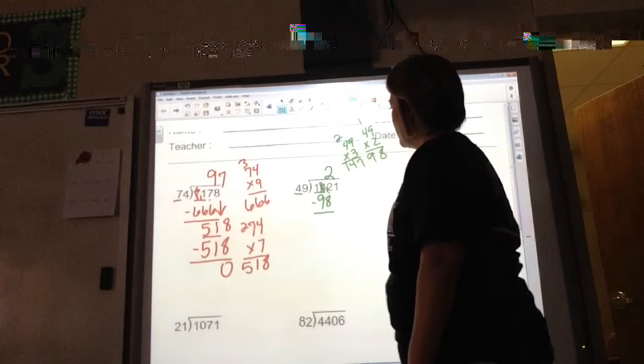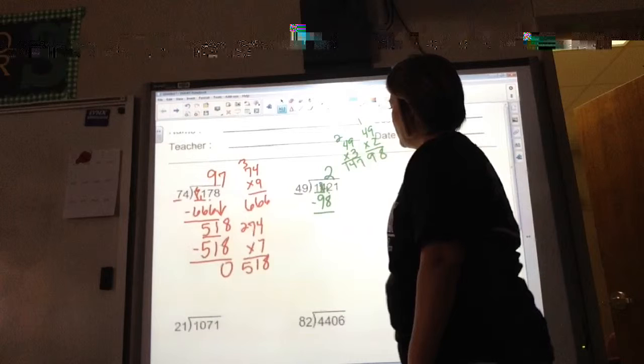So I'm going to try 82 times 3. 3 times 2 is 6. 3 times 8 is 24. That gives me 246. Will that work? Yes, it'll work, because 246 is less than 306. So I'm going to put a 3 on the roof, which means you just divided. Now you're ready to multiply. 3 times 82 is 246. Now I'm going to subtract.